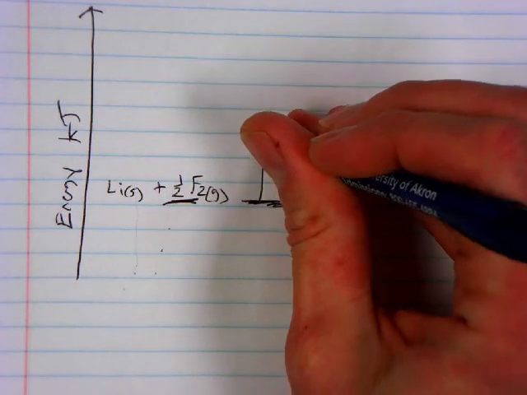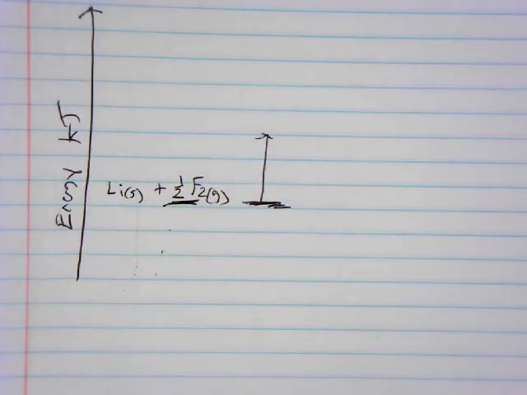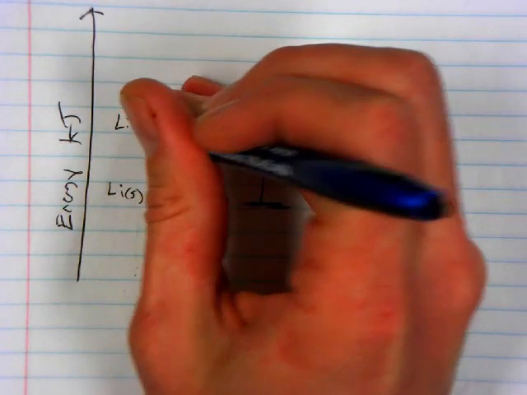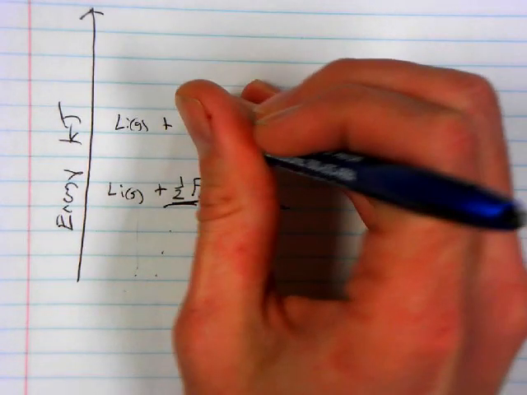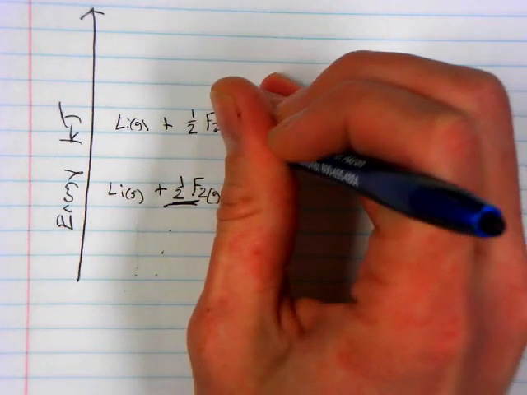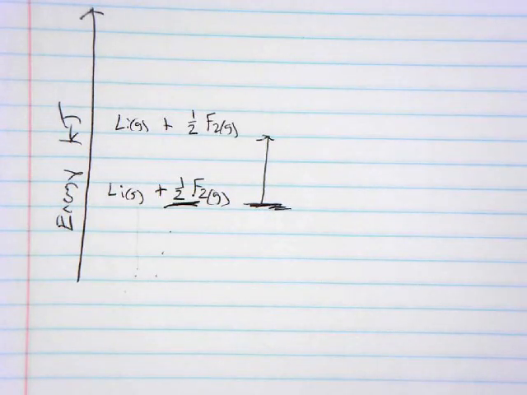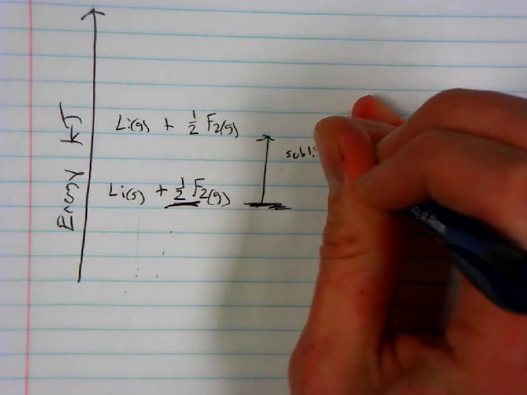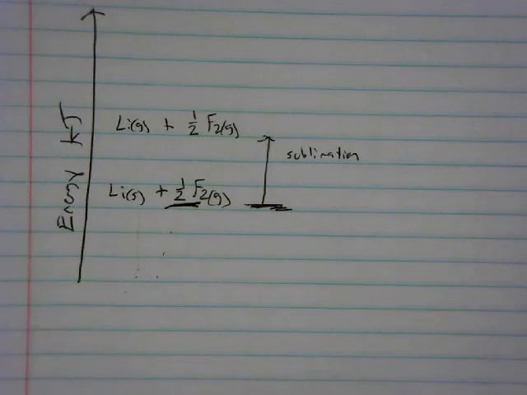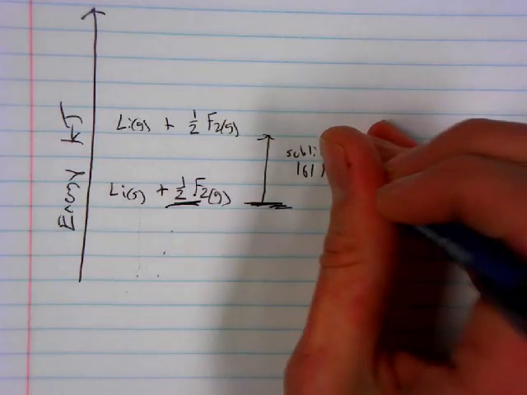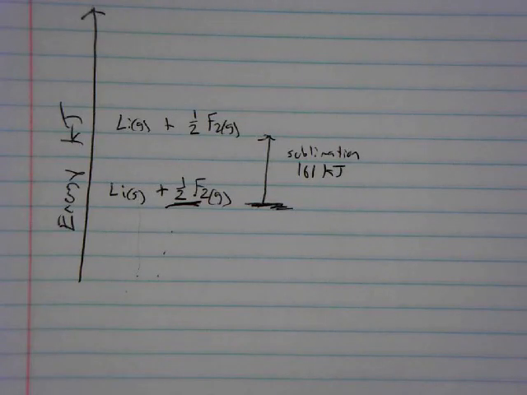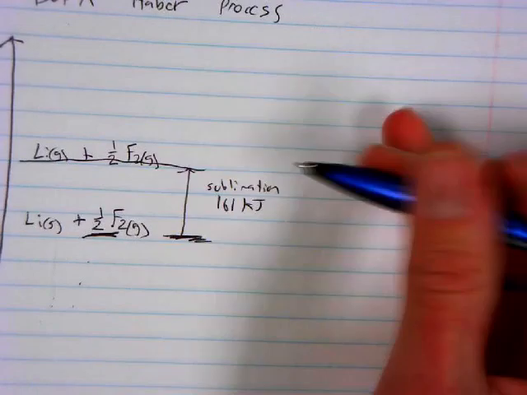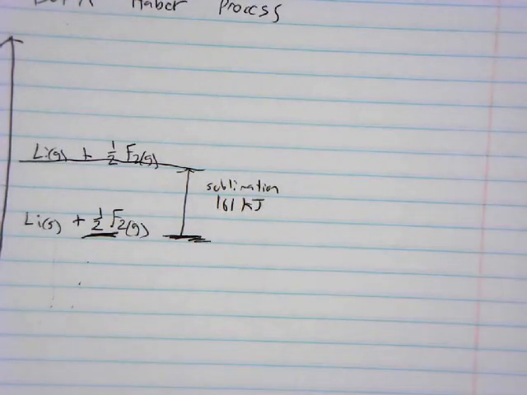So I am going to sublimate my lithium. Now I have lithium gas, plus still 1/2 a mole of fluorine gas. And the energy it took to do this sublimation is called sublimation energy. Sublimation is 161 kilojoules. So it took 161 kilojoules of energy to sublime the lithium into a gas. Are you with me so far? All right, just stay with me.